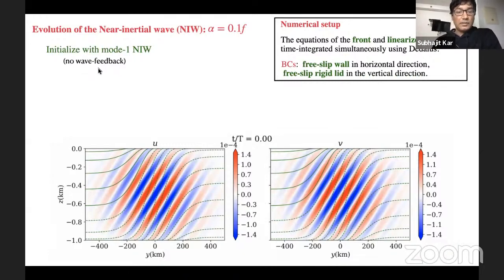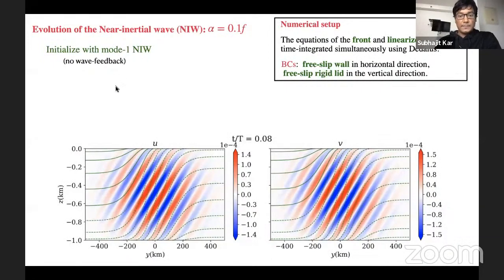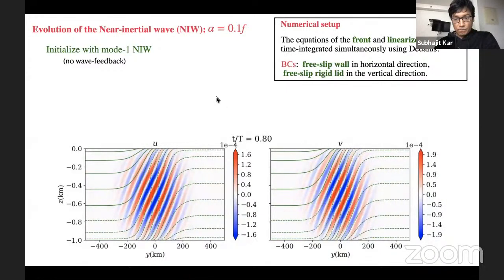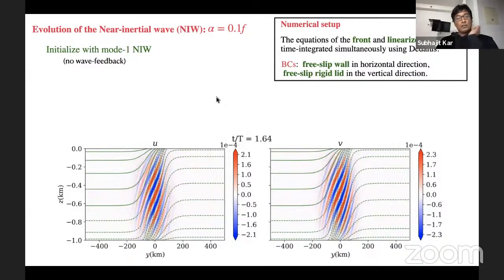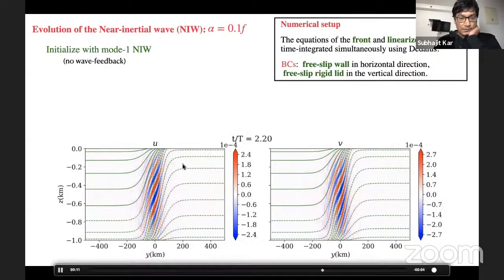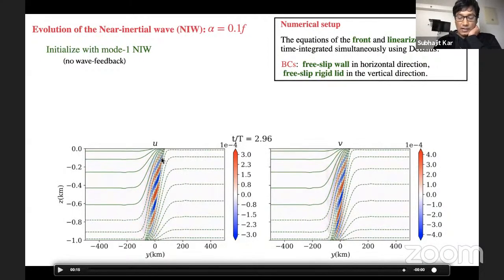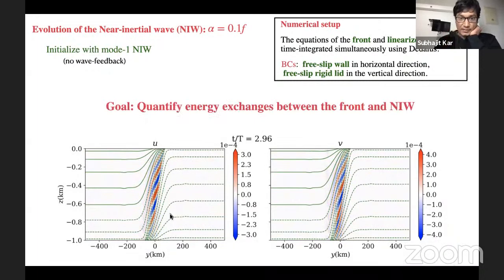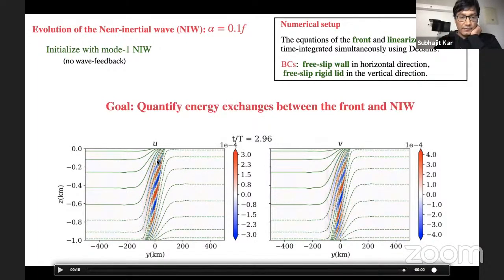Okay, so the goal, now let me play the video here. So you can see that the wave is mostly confined to the frontal region here. And so the question is to understand how this energy exchange is happening between the front and the near-inertial waves.